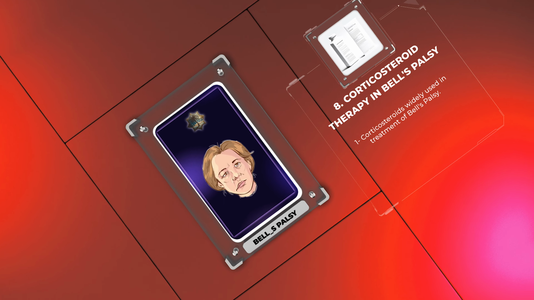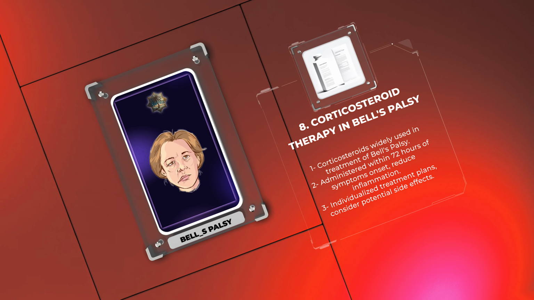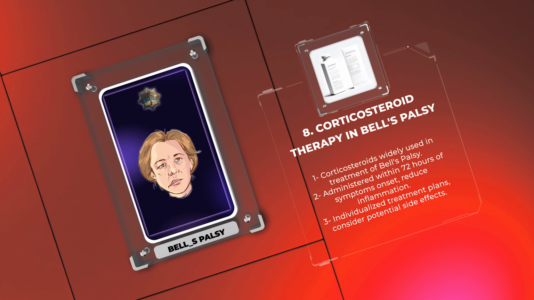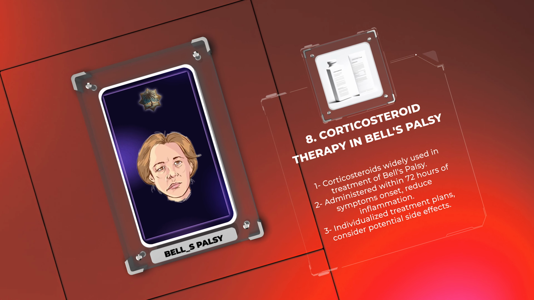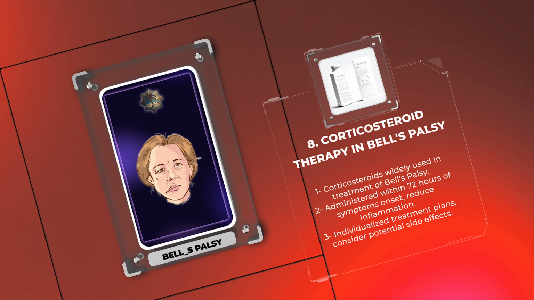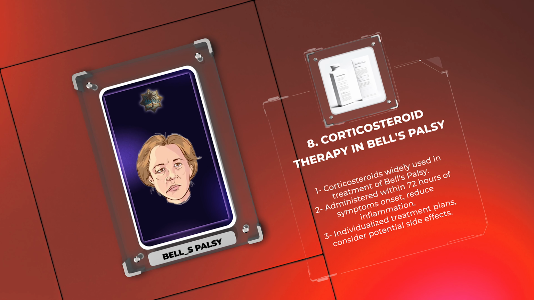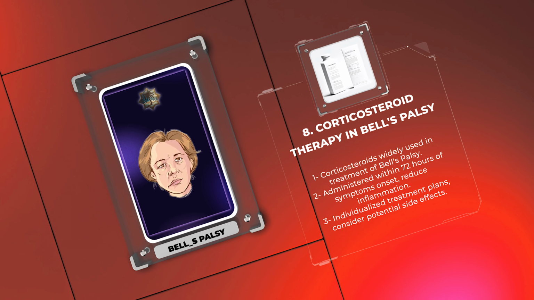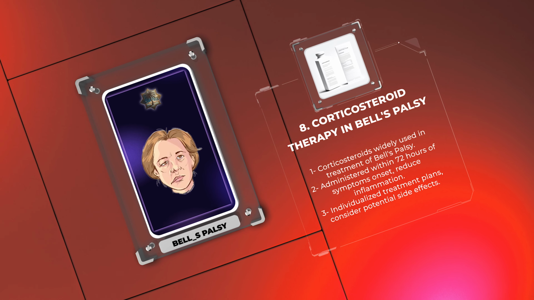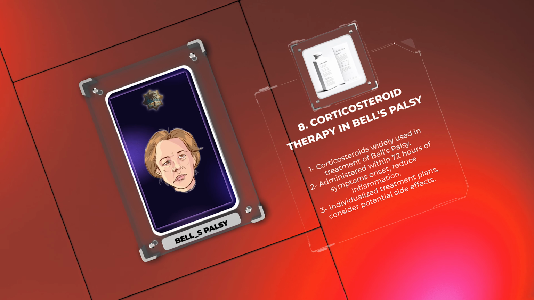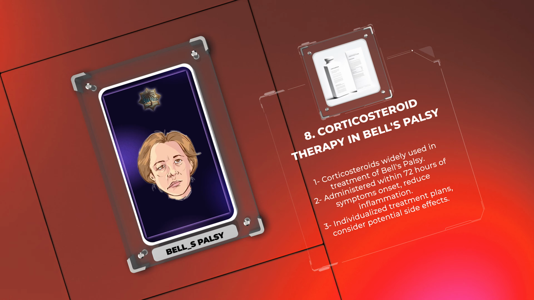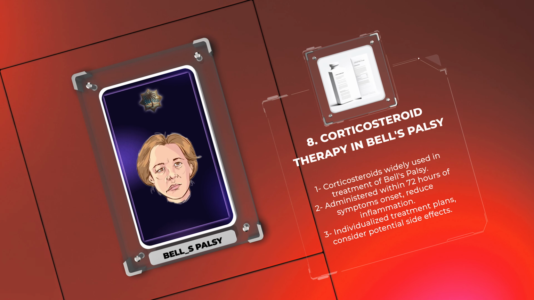Corticosteroids, such as prednisone, are widely used in the treatment of Bell's palsy due to their anti-inflammatory properties. The administration of corticosteroids within 72 hours of symptom onset has been shown to accelerate recovery and improve outcomes. The exact mechanism of action is not fully understood, but it is believed to reduce edema and inflammation around the facial nerve. Corticosteroid therapy is generally well tolerated, but potential side effects should be considered. Individualized treatment plans should be tailored to each patient's needs.